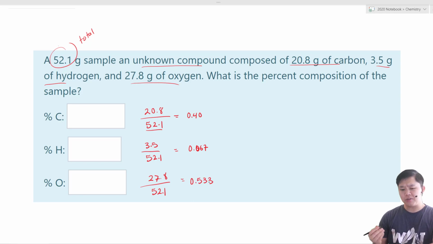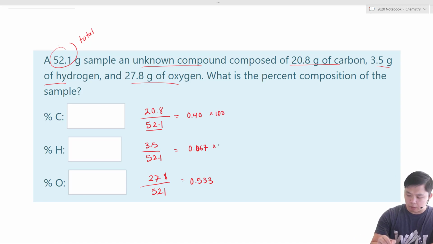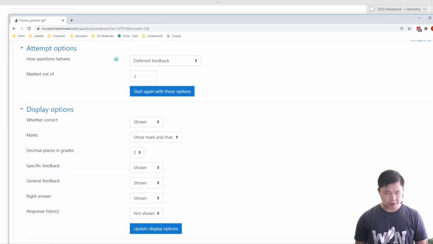And for the last one, we have 0.533. Now, to convert to percent, that's pretty easy. You can multiply by 100. Because it's 100, all we have to do is move the decimal over 2 places. So this becomes 40%. And then this becomes 6.7%. And then this becomes 53.3%.